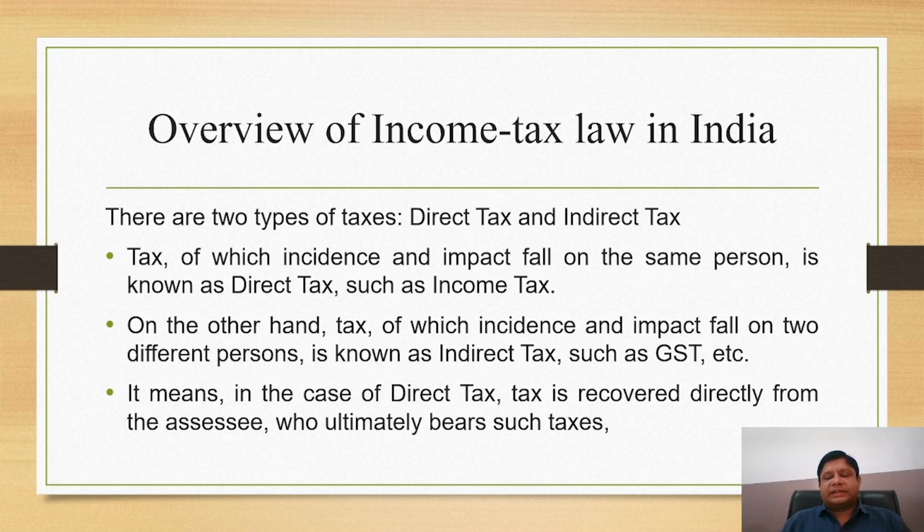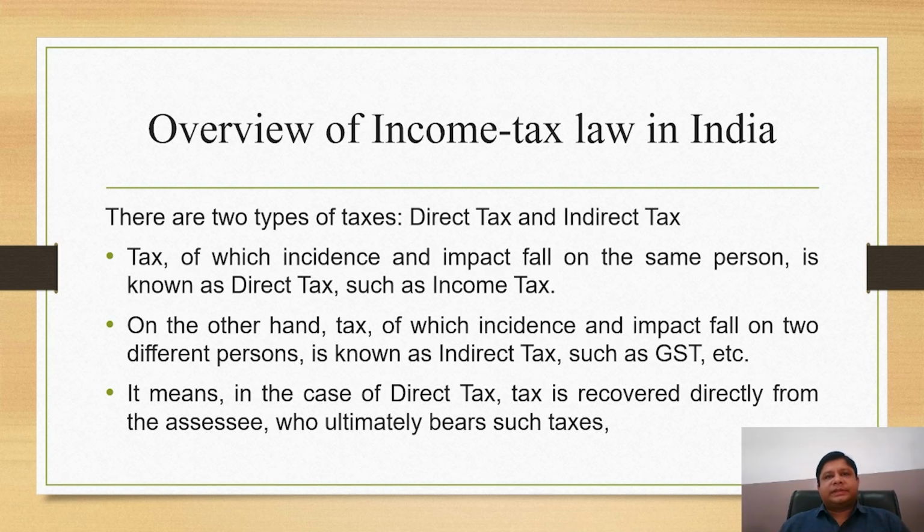So, there are two types of taxes: direct tax and indirect tax. The tax whose incidence and impact fall on the same person directly is known as direct tax. On the other hand, the tax whose incidence or impact falls on the persons indirectly is known as indirect tax, such as GST. It means in case of direct tax, tax is recovered directly from the assessee who ultimately bears such taxes. Whereas in the case of indirect tax, tax is recovered from the assessee who passes such burden to another person and is ultimately borne by consumers of such goods or services.